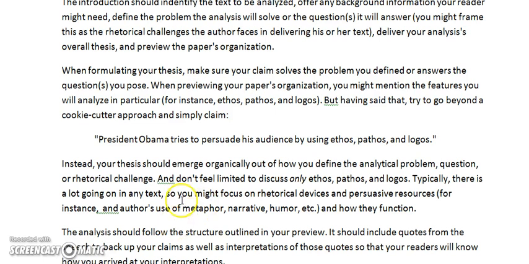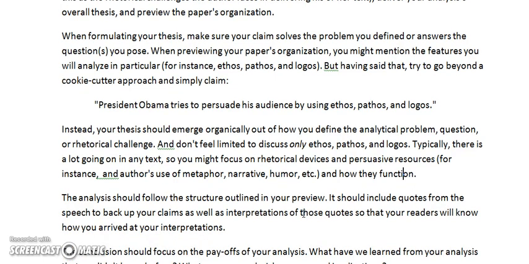Metaphor, narrative, humor, those are choices, and how they function, their effects. Okay, the analysis should follow the structure outlined in your preview. We'll see an example of this in a second. And it should include quotes from the speech to back up your claims, as well as interpretations of those quotes so that your reader will know how you arrived at those interpretations.